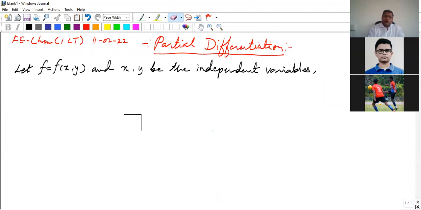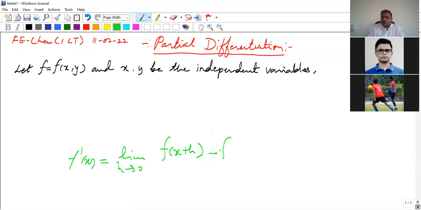Then we know the first principle: we calculate f dash at x is equal to the limit as h tends to 0 of f of x plus h minus f of x upon h. This is the first principle to find the derivative. Here we will be using the first principle, but now in the case of more than one variable.